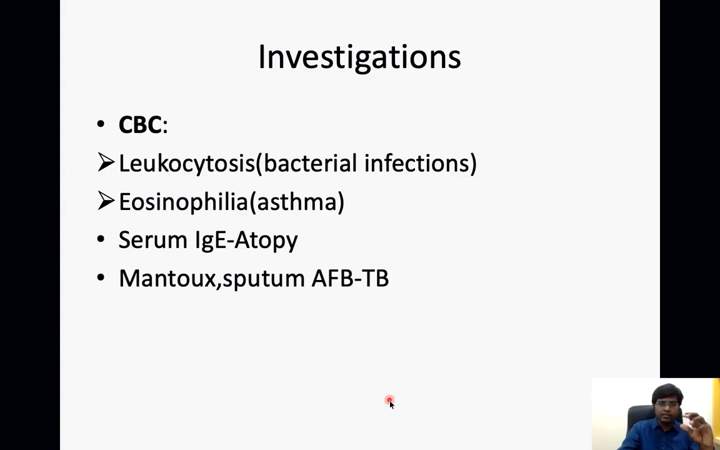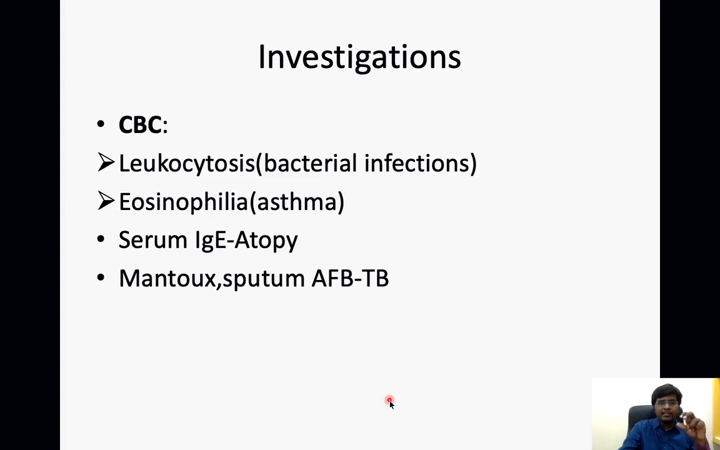For example, you order the complete blood count and see the total count. The total count normally ranges between 4,000 and 11,000. Whenever there is a leukocytosis, that is an increase in the total count, beyond 15,000, it points mostly towards a bacterial infection.